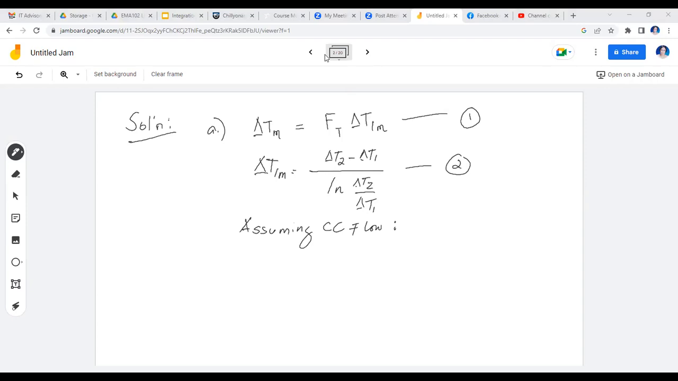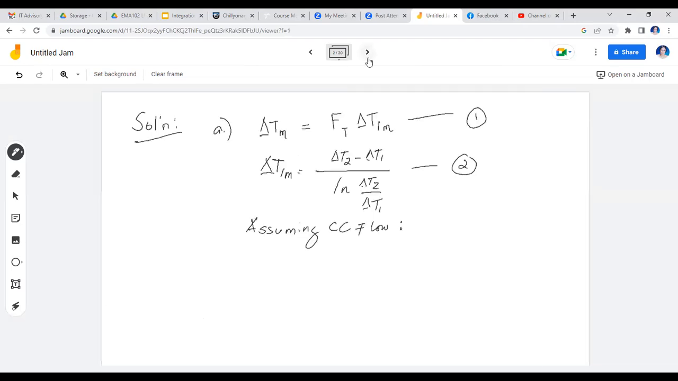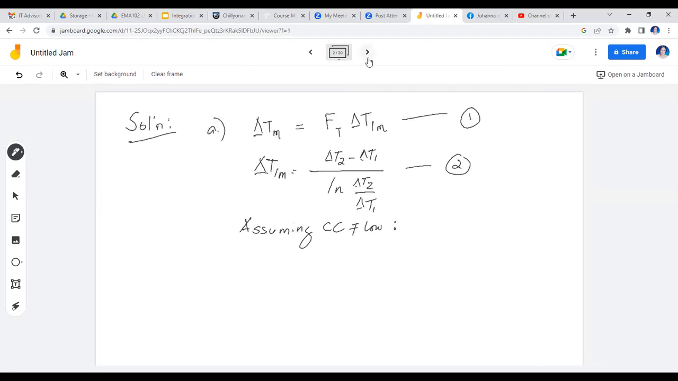Identify the inlet and outlet temperature of the hot and cold fluids. There is no need to identify this one, Mel, because I already wrote it in the given, right? It's already in the given. Inlet, outlet, inlet, outlet. So what I'm asking you is very important. What is this that you need to do?